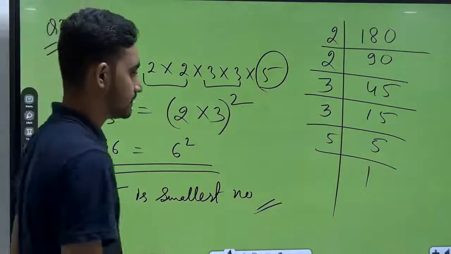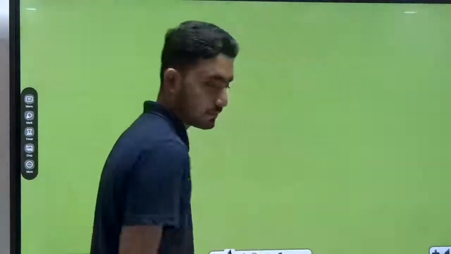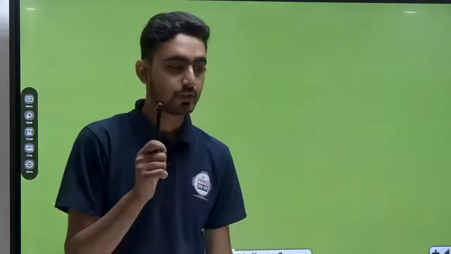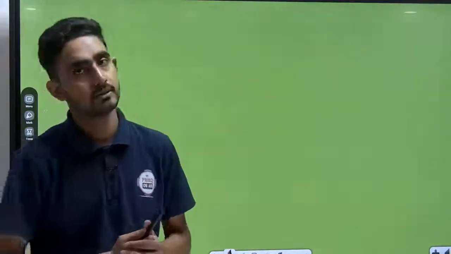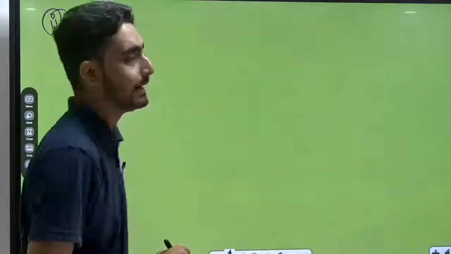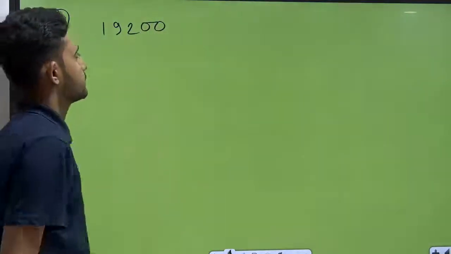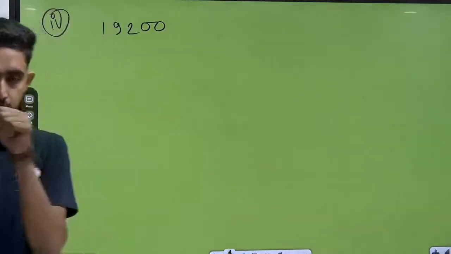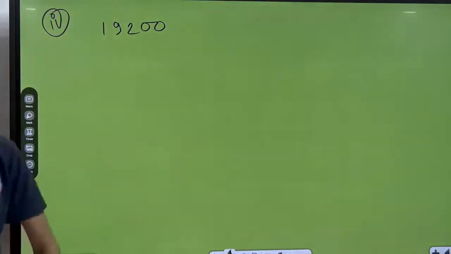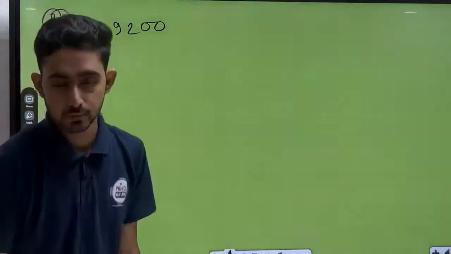Let's see. Last question for today. Question number 3. Which part I will do? Fourth part. Okay, see here, fourth part. Second and third homework, 19200. 19200. Okay?